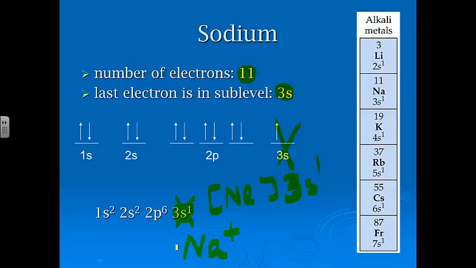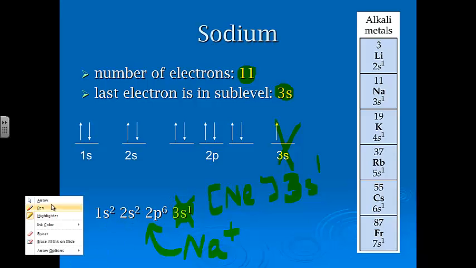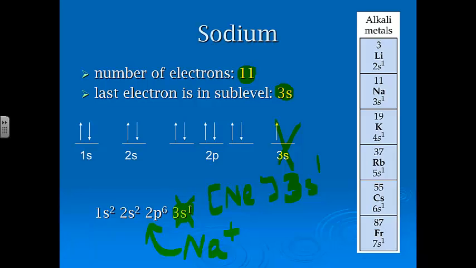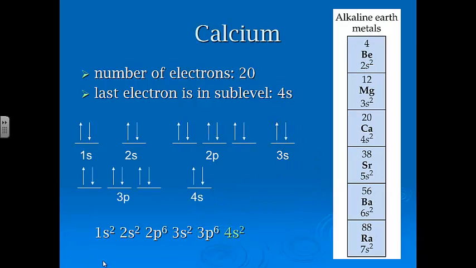So the configuration for the sodium ion would be 1s2, 2s2, 2p6. We would not have this. So anyway, this would be the sodium ion. I just want to introduce that because that is different from what we did last year.